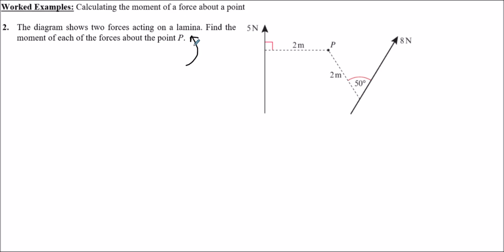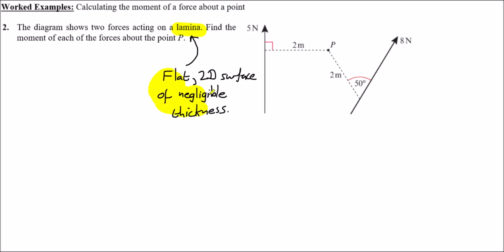A lamina is a flat 2D surface of negligible width or thickness. So its thickness can be ignored. It's like an infinitesimally thin sheet of paper or something like this. So a lamina is like a sheet of paper a nanometer thick. That's what it means by lamina. Don't let the words throw you off. That's all it means.